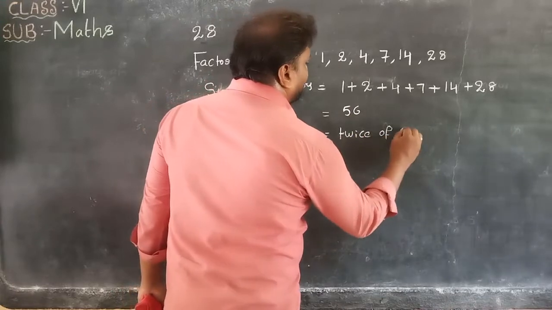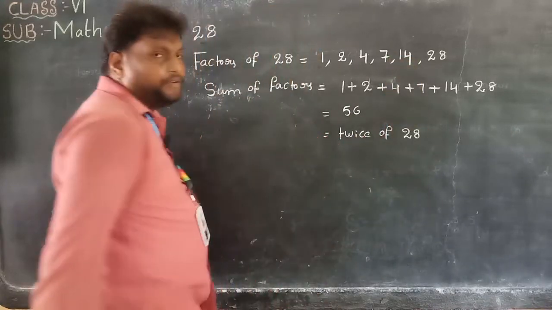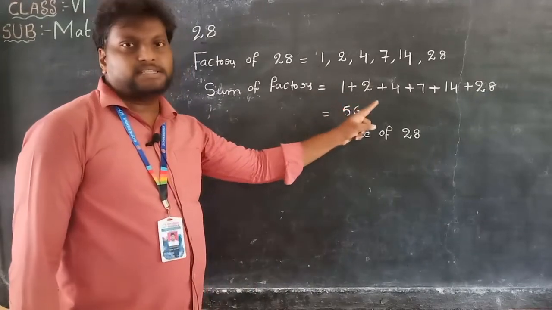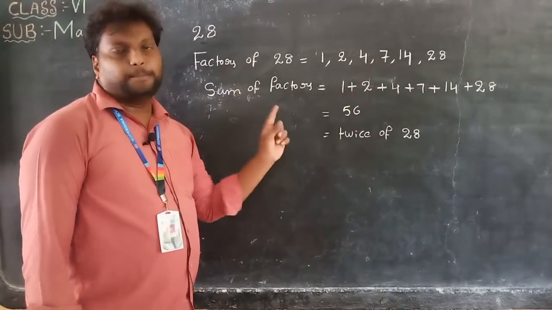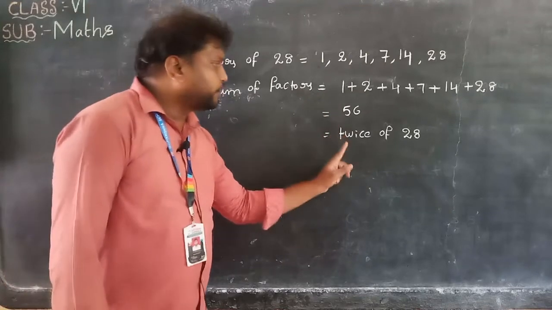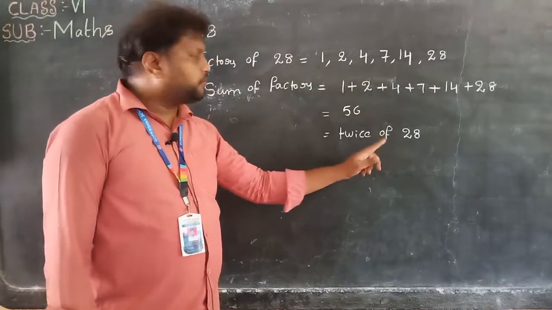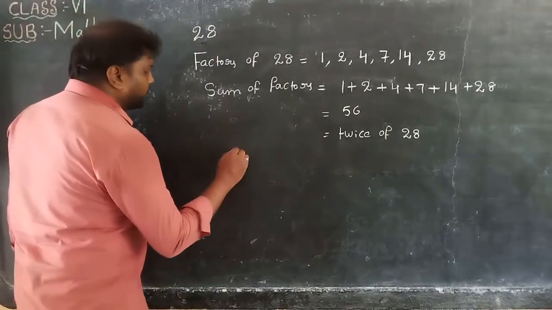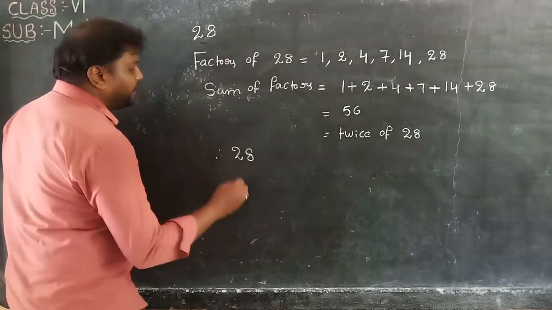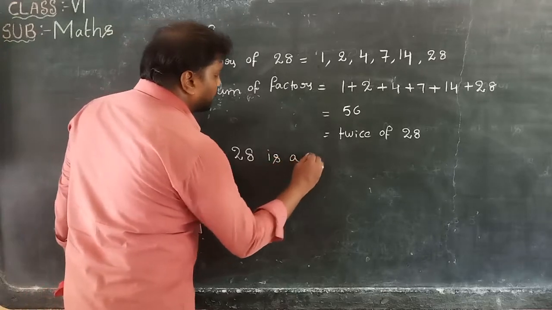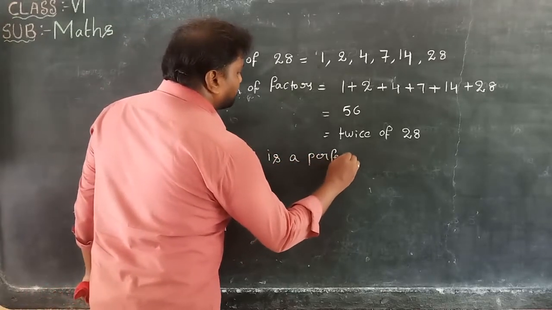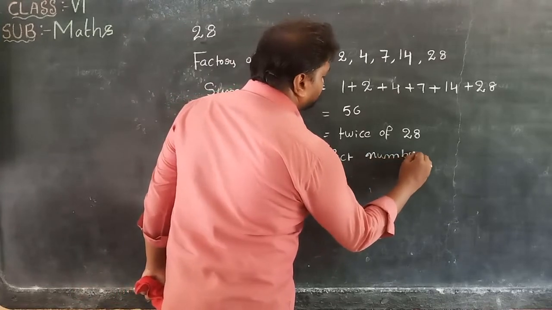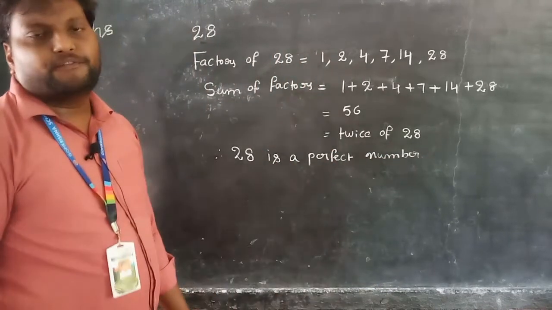This is twice of 28. Actually, what is the rule? The sum of all factors of a given number is equal to twice the given number. Then the number is a perfect number. Therefore, 28 is a perfect number.